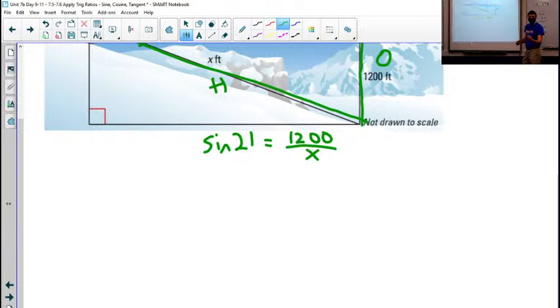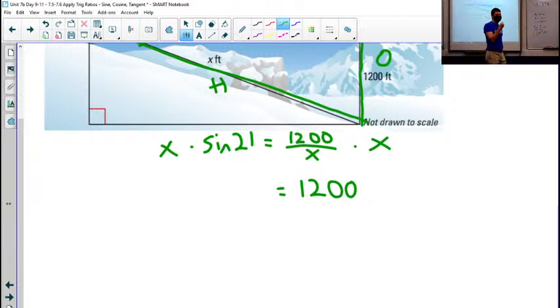Get rid of the fraction by multiplying by what's on the bottom. So what's on the bottom here, that is x. So multiply by x on both sides. Then the x's cancel. No more fraction, and we just have our 1200. Bad news is we haven't solved for x yet.